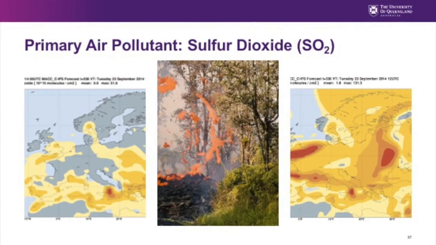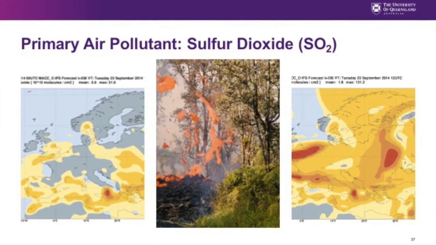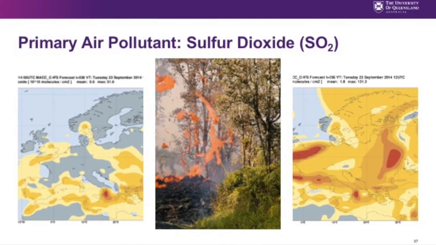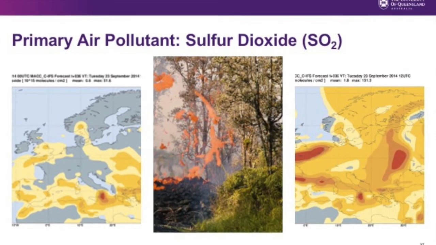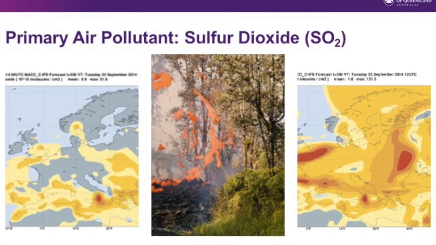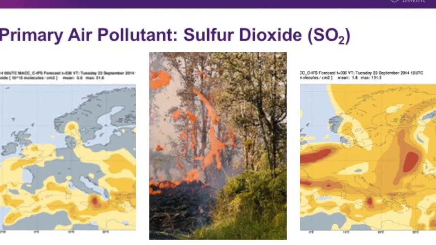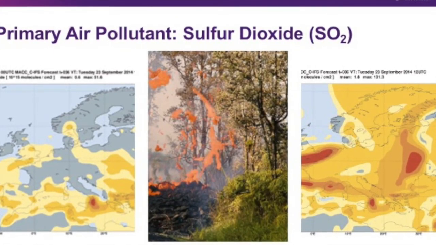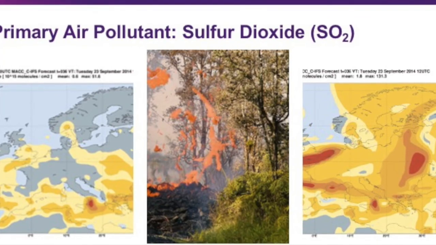Also, problems associated with sulfur dioxide are related to burning, to fires, and as you can see here, fires that occur in the Mediterranean areas, where these pollutants were transported to northern regions and also spread out and created pollution problems.